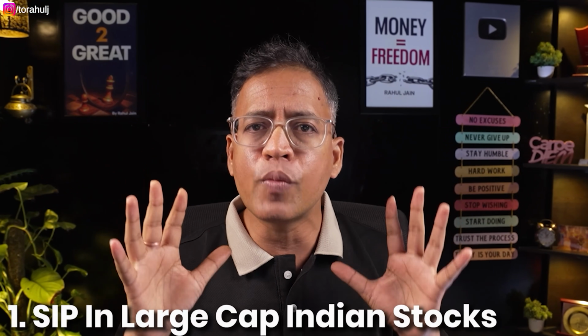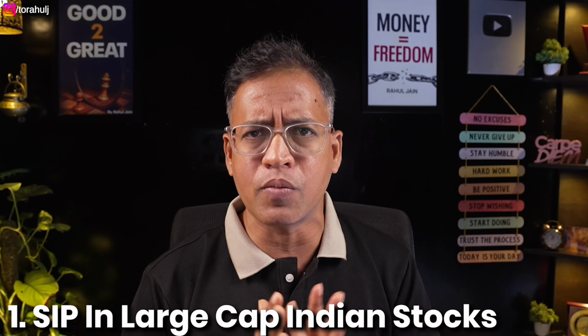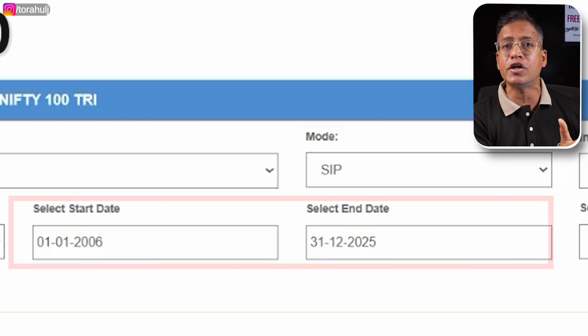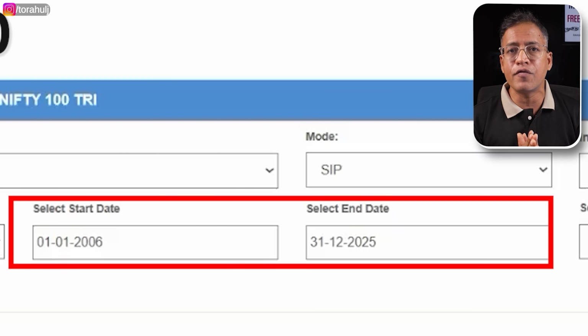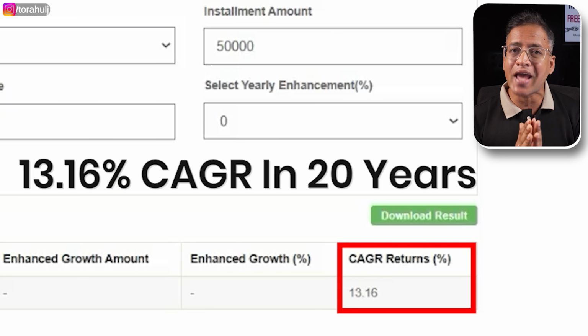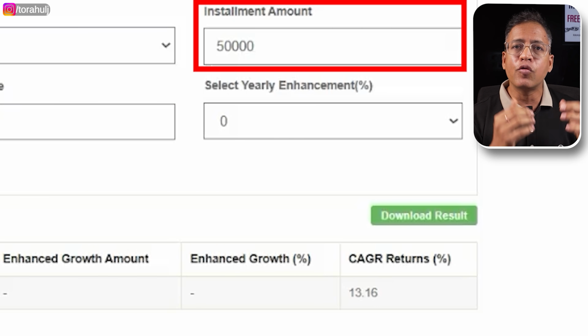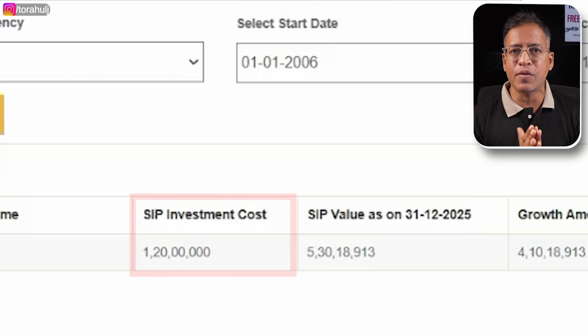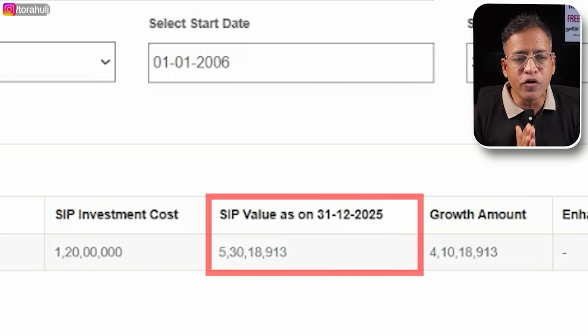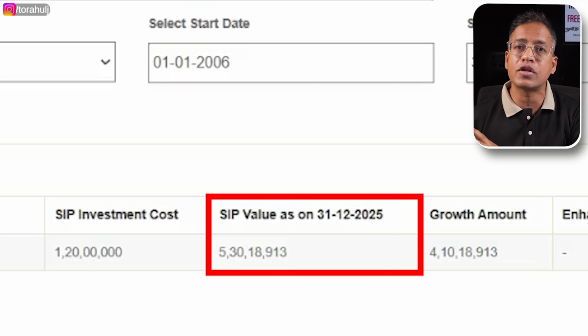Option number 1 is I do my SIP in large cap in Indian stock market. Nifty 100 is the benchmark. And if we look at the last 20 years of SIP performance of Nifty 100, the returns we have got is around 13.16% CAGR basis annual returns, and 1 crore 20 lakhs of SIPs we would have done in the next 20 years, and that 1 crore 20 lakhs would become around 5 crore 30 lakhs.